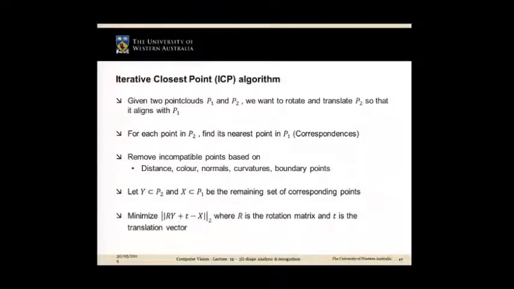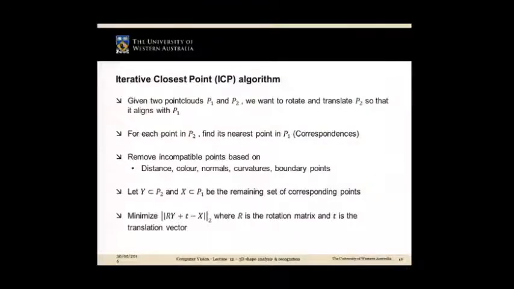For registration, we'll discuss one of the popular algorithms, ICP. Given 2 point clouds, P1 and P2, we want to rotate and translate P2 so that it aligns with P1. That's our aim. So given 2 different point clouds, our aim is to align those views to register them.